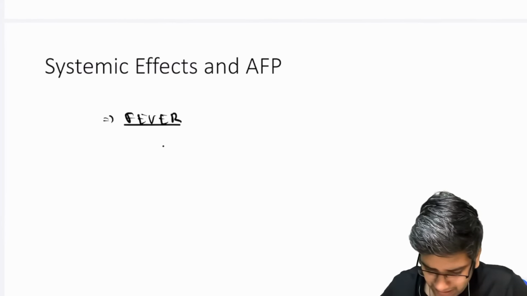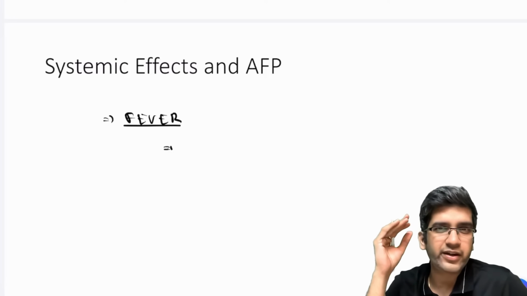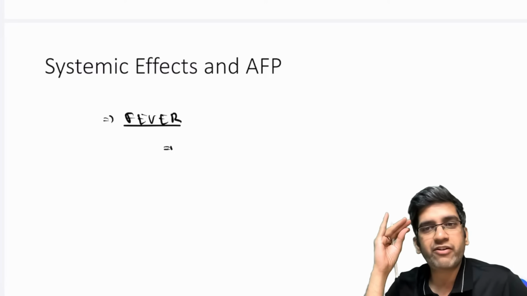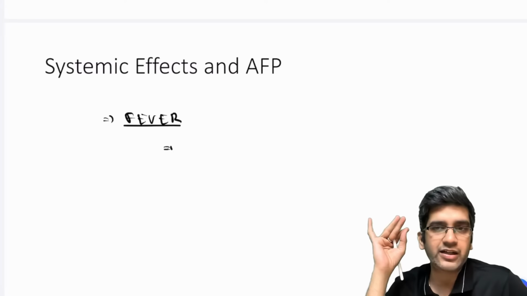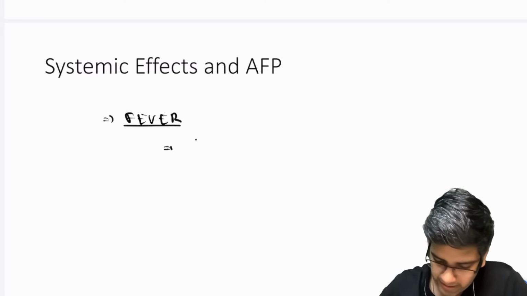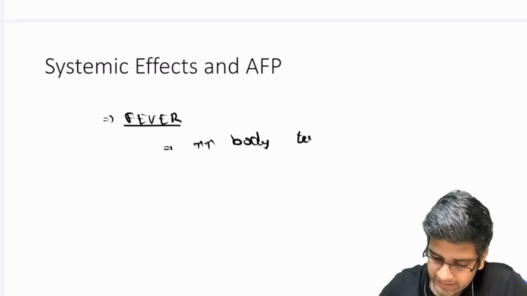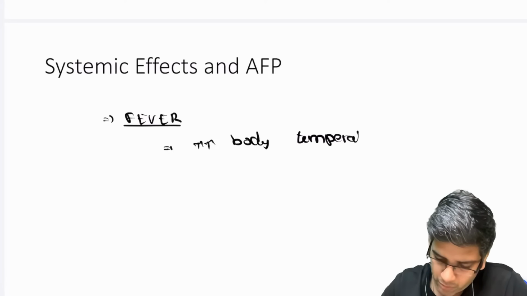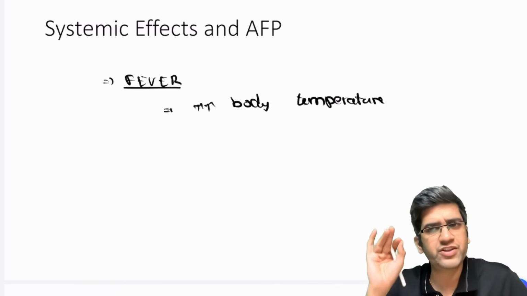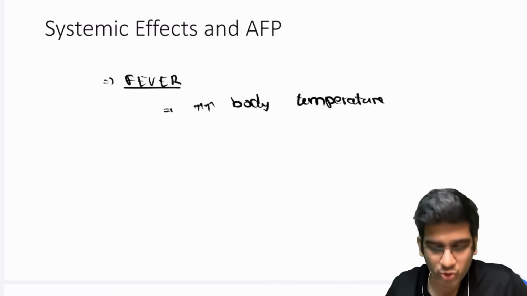Fever is nothing but an increase in body temperature of 1 to 4 degrees centigrade, right? More than 105 is very, very unlikely. This is one of the commonest systemic responses. It's an increase in body temperature. The reason for fever is very simple. Fever is a symptom, and fever is protective so that the organisms don't grow much, that's all.